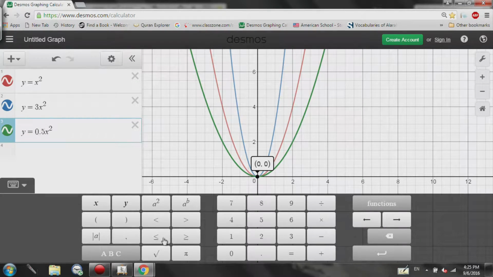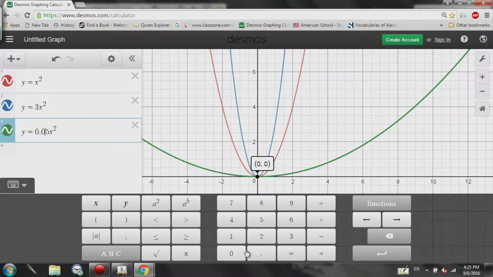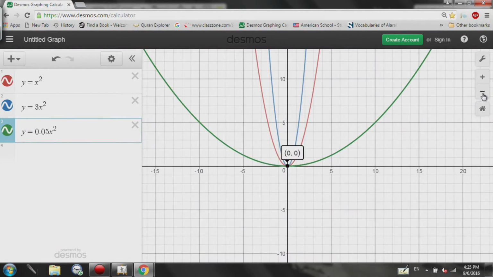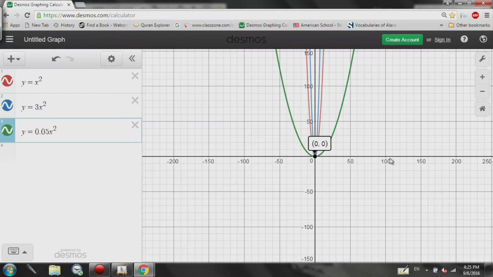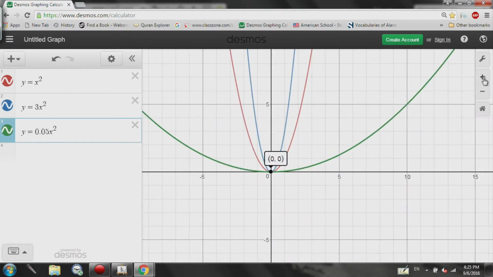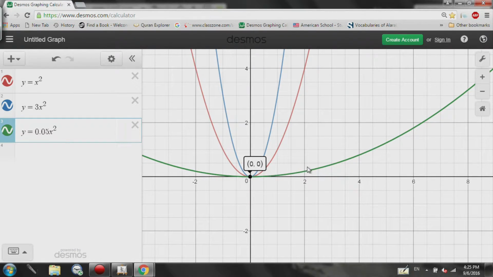Now, if I make that even a smaller number, look at that. That's really going slow, but still a parabola, see? If you zoom out, that's what you get. But compared to the parent function, it's going up much slower.